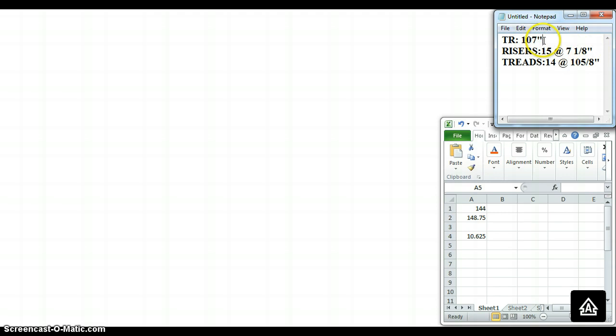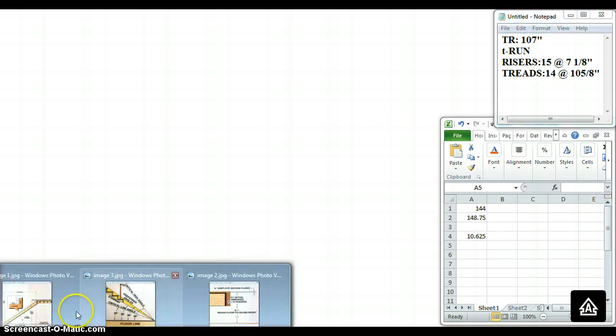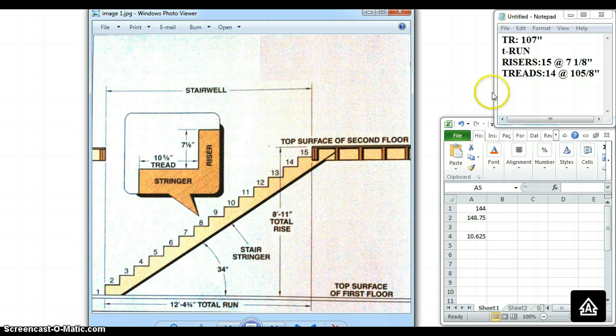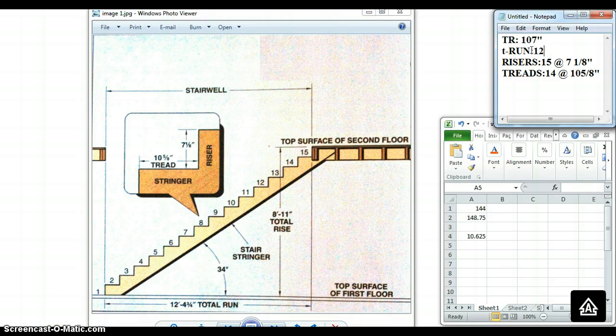So we know our total run was given to us in this diagram here at 12 foot 4 3/4, and we converted it down to inches. Total risers, we have 15 at 7 1/8, and always being one less, we have 14 treads at 10 5/8 each. So bring this knowledge to class next week, and we will start cutting out some stringers.